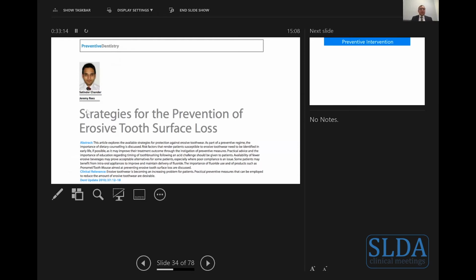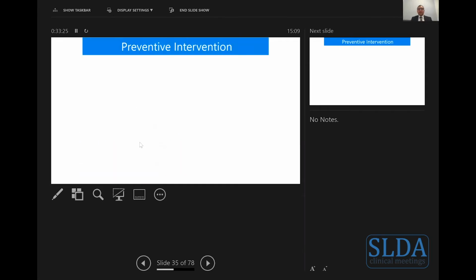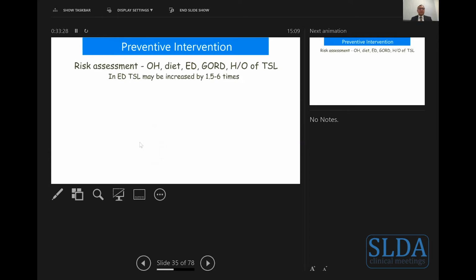This is Satinder's paper that I quoted from earlier, the 6 strategies that he's suggesting, a very good paper that you can read up in Dental Update, summarizing the whole process of prevention. So in preventive intervention, just to recap, we can look at the various things that we have to do. For example, a diet diary, we need to advise on the plaque control habits or the oral hygiene habits of the patient, and eating disorders, and looking out for signs of that, gastroesophageal reflux disease, and if there are eating disorders or gastroesophageal reflux, then we may have to consider referring these patients to our medical colleagues.